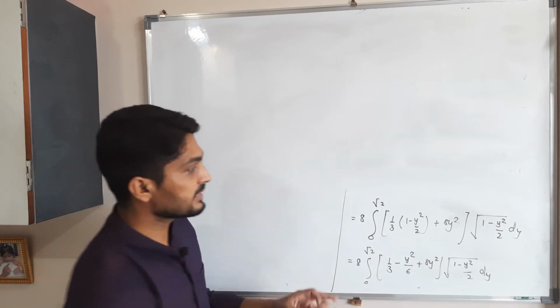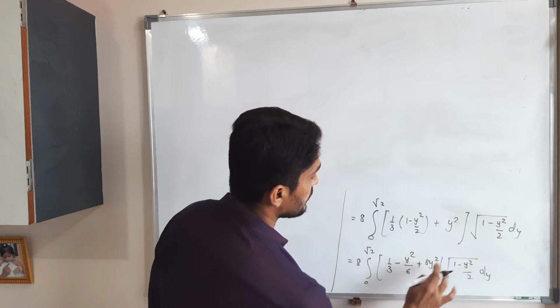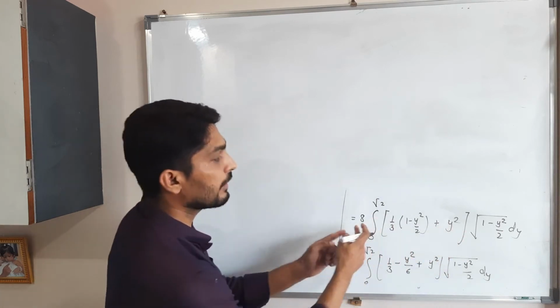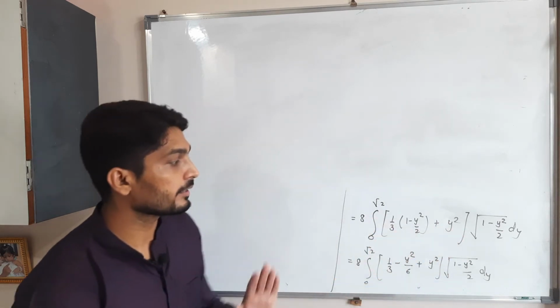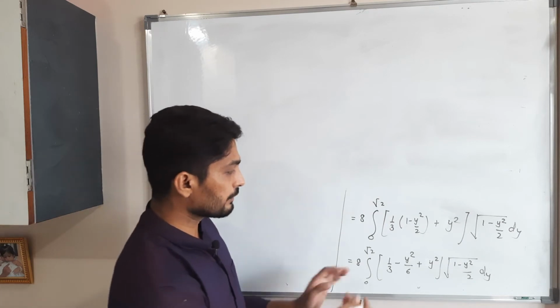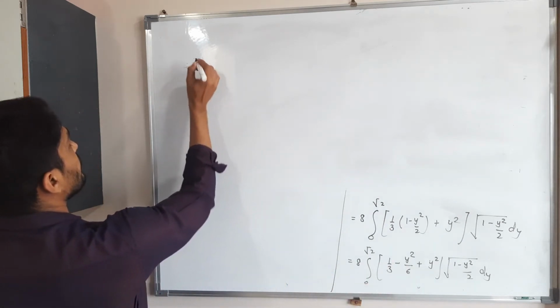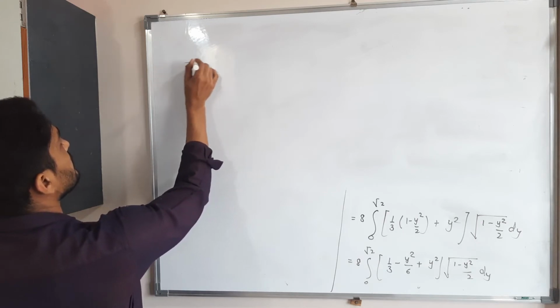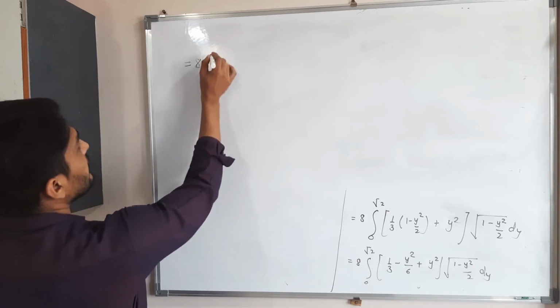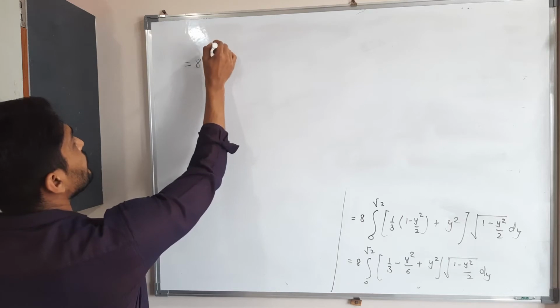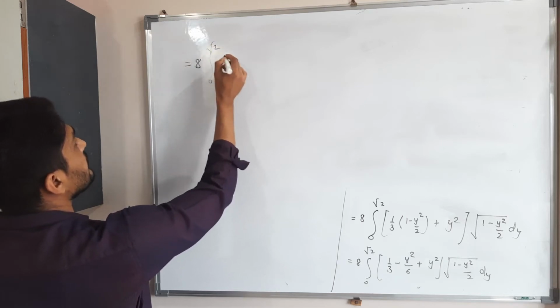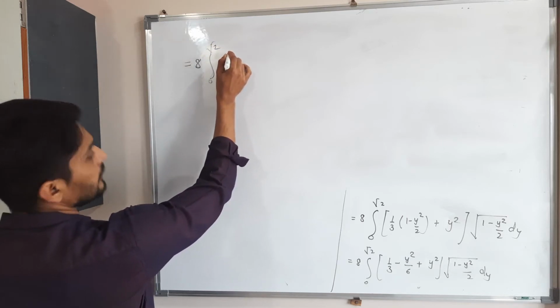Okay, see, by mistake I forgot to carry 8 outside. So I am removing 8. Since 8 we have already taken outside, that's why 8 won't be there. After that, what will I do? We have to simply solve this one. So this is equal to 8 times the integration from 0 to root 2.